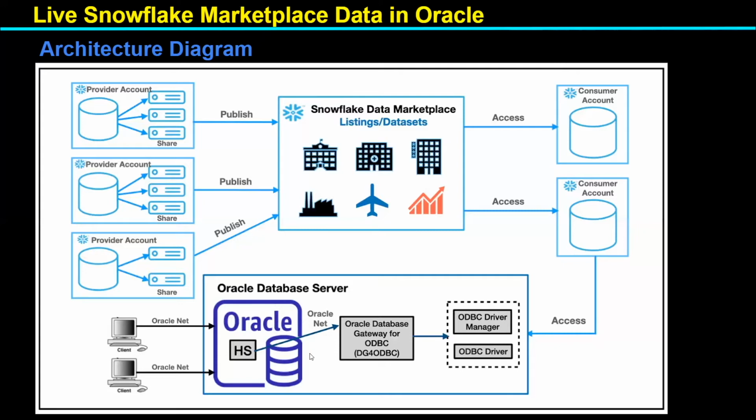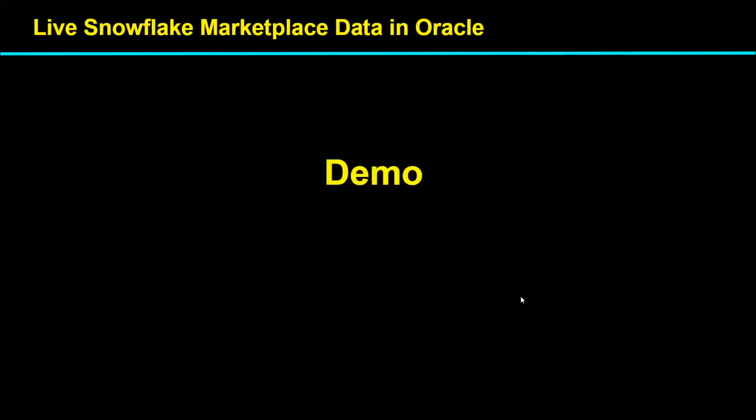And we are going to do some configuration on Oracle database, Oracle network configuration. And then we are going to create a database link in Oracle database so that we can access the data from Snowflake consumer account in our Oracle database using this database link. So it's all about architecture diagram. Let's move on to the demo.